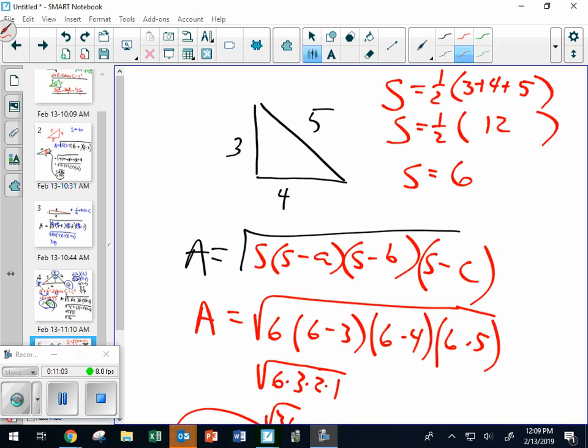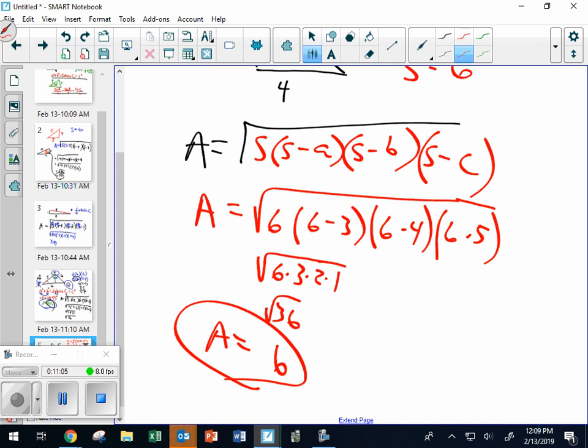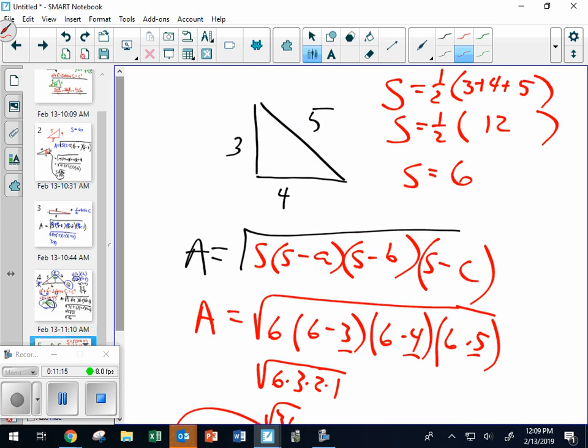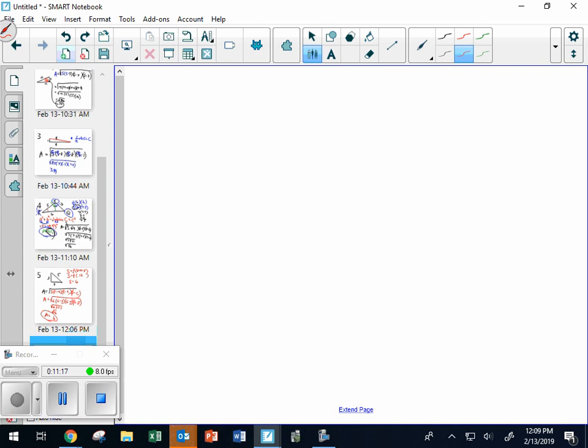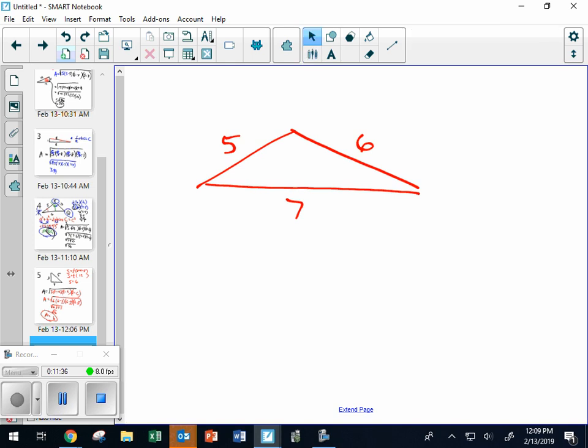Okay, so picking up on the recording here where I have done the work for the semi-perimeter, and that was 6, and then I put it into the formula, and these are all the sides, and then I get 6, which is what I expected to get. All right, now this one, you don't know what its area is going to be because I'm not going to give you the height. Let's say I give you, this is 5, and this is 6, and this is 7. Find the area of that triangle.